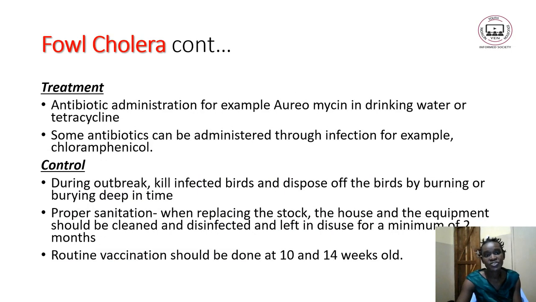It is possible to treat fowl cholera, be it acute as well as chronic. It is possible to treat the disease just by administering suitable antibiotics. For example, terramycin in drinking water, and even tetracycline can also help. Some antibiotics can be administered through injection. For example, chloramphenicol. Chloramphenicol can be administered through injection.